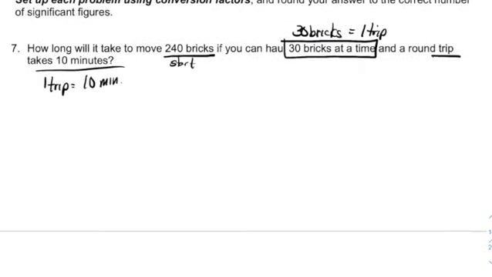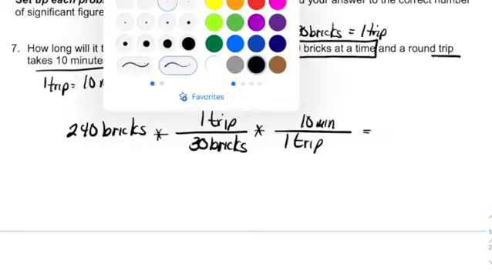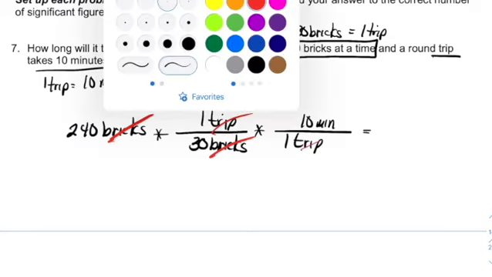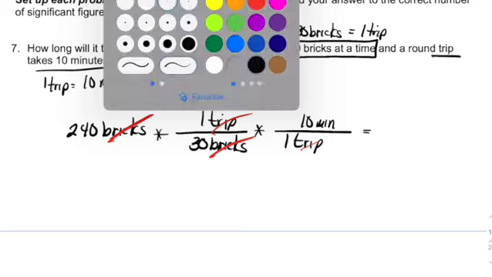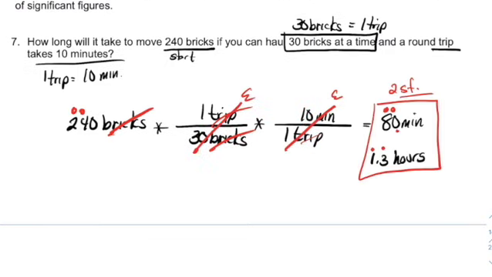All right, so I'm going to set this one up. 240 bricks is what I would like to move. I can haul 30 bricks in 1 trip, and 1 trip takes 10 minutes. All right, so this one's set up correctly. This makes logical sense. Everything will cancel. Bricks will cancel, trips will cancel. My answer is going to come out in this calculation in terms of minutes. All right, so I'll put it in the calculator. 240 bricks divided by 30, and then times 10. So that's how you take care of number 7.